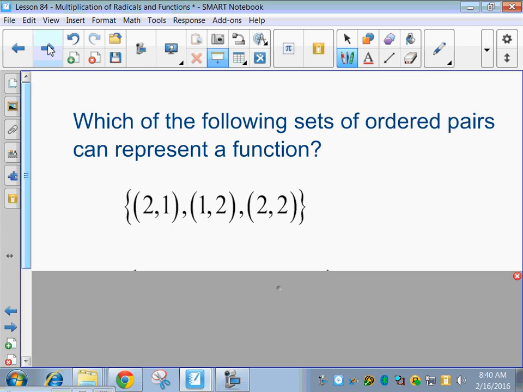All right, which of the following sets of ordered pairs represents a function? So you're also going to see them listed as ordered pairs. So go ahead and write those ordered pairs down. (2, 1), (1, 2), and (2, 2). I'm going to tell you guys right now, this is not a function. What I want you to tell me is why it's not a function.